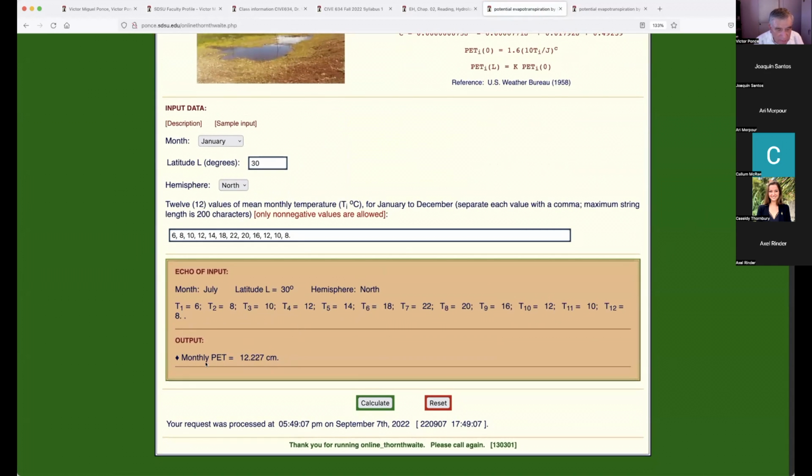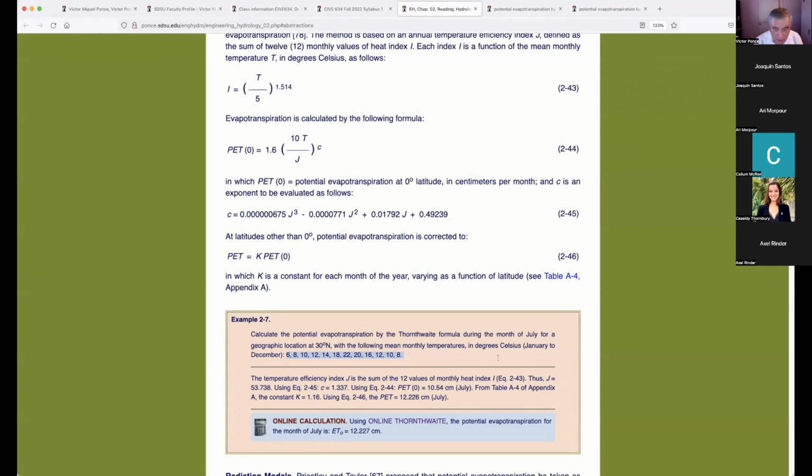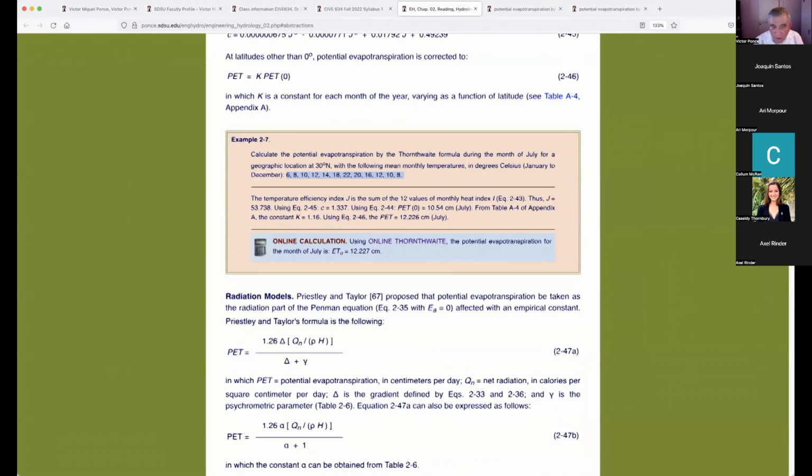the monthly potential evapotranspiration is 12.227. So if we go to the example 2.7, the answer is 12.227. So I have proven to you that we did the problem correctly. The problem was solved right now correctly to use the Thornthwaite method. As you can see, these calculators allow us to do a whole lot of calculations.